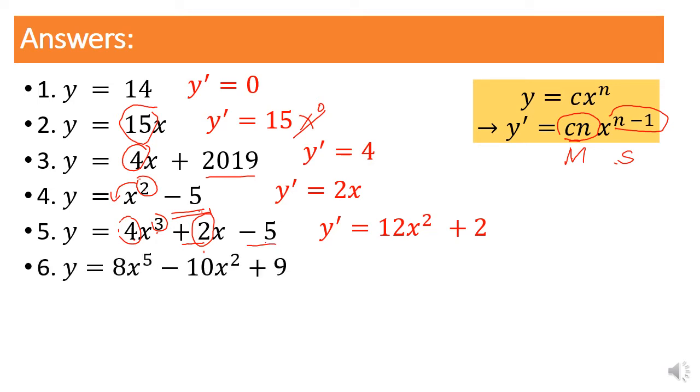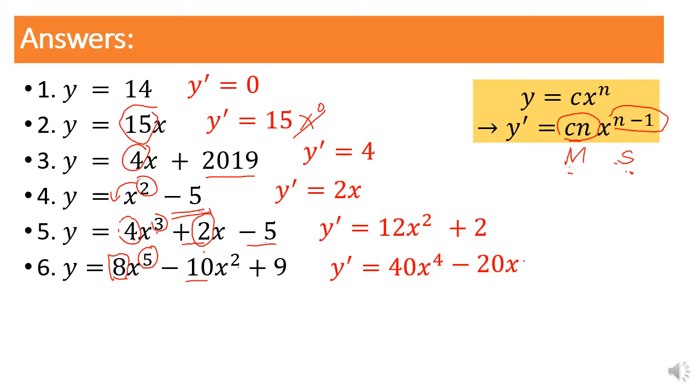For number 6, we're given this one. For the first term, again, we have to multiply 8 by the exponent. So, following this, you multiply, subtract. 8 times 5 is 40. And then the new exponent will be 5 minus 1, which is 4. So that gives us y prime equals 40x to the fourth. Then, for the second term, 10 times 2 is 20. So that will be 20x. 2 minus 1 is 1. That's why the understood exponent of this is 1.